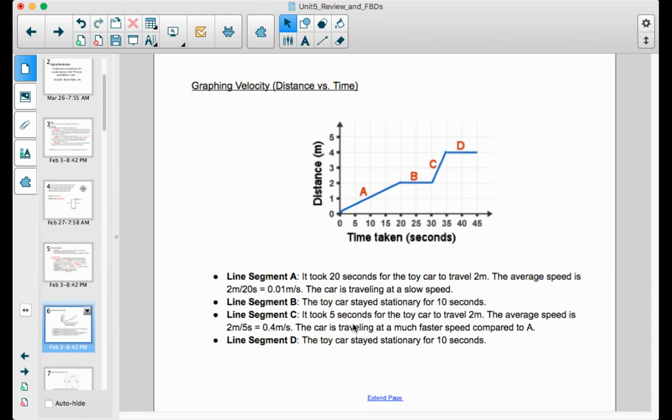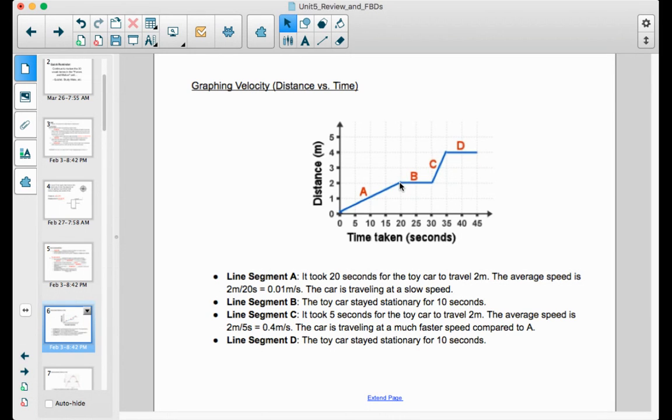Just a couple graphs here to show motion. We look at these different lines. You can see a very slow speed because of the slope of line A, or segment A. We have to compare that to this segment, which has a pretty steep slope. Therefore, that shows we had a faster speed when we compare that to A.